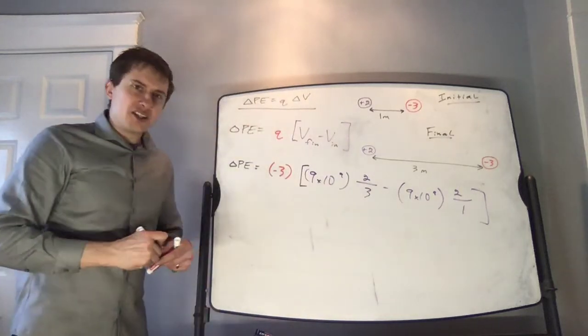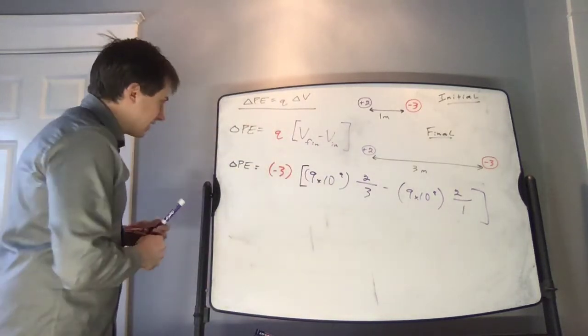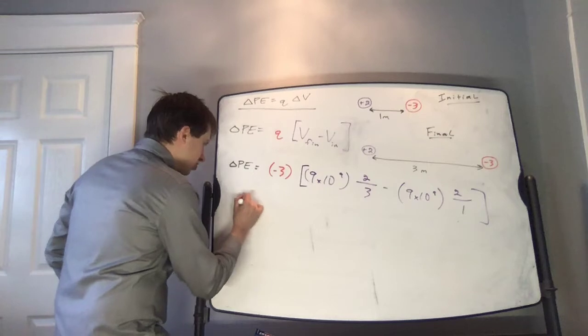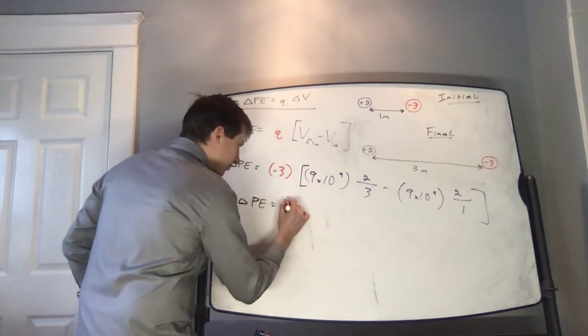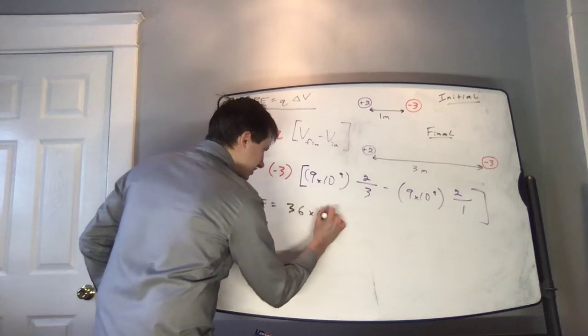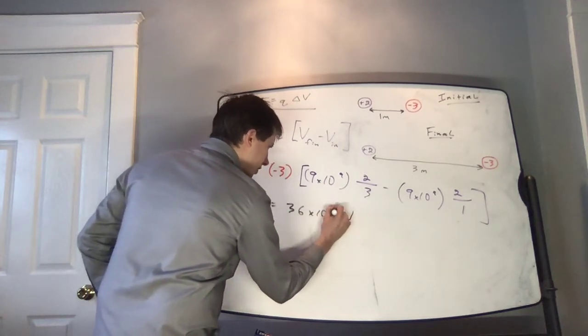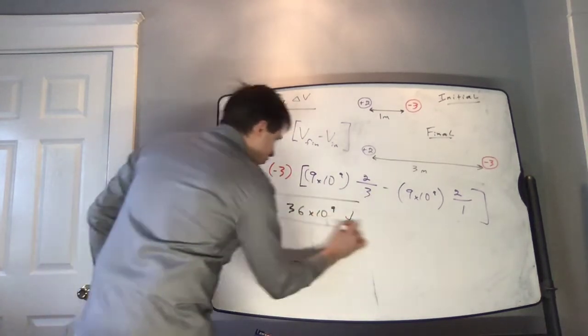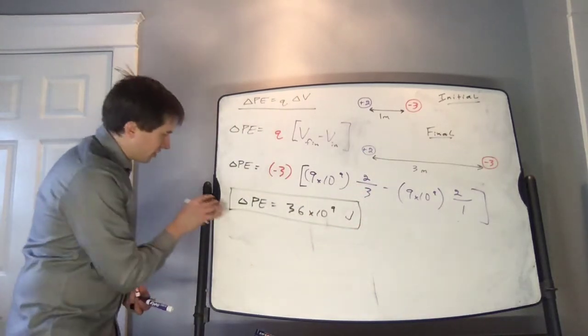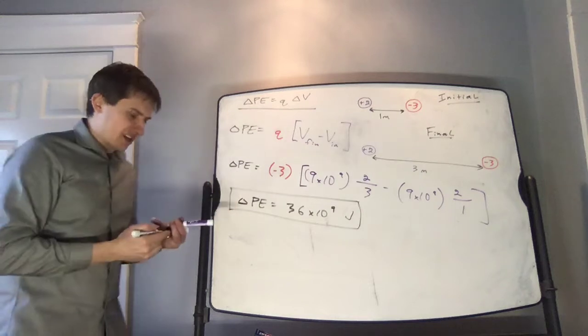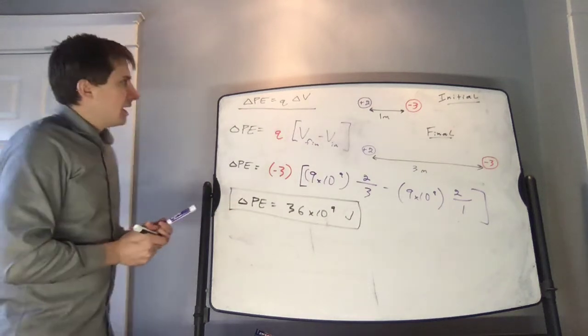When I plug these numbers through a calculator, I find that the change in potential energy of this system is going to be positive 36 times 10 to the 9 joules. So this is our result. Let's ask ourselves, is this result reasonable? Is this how we expect the world to work?